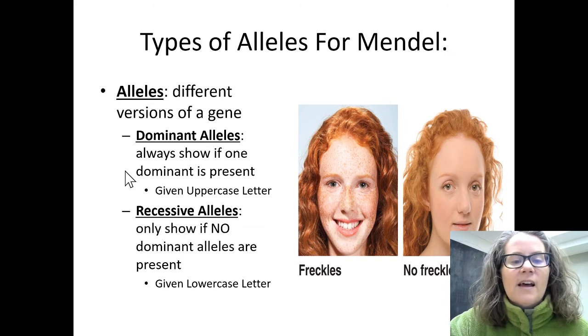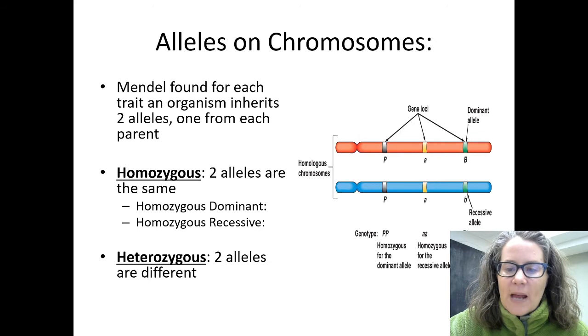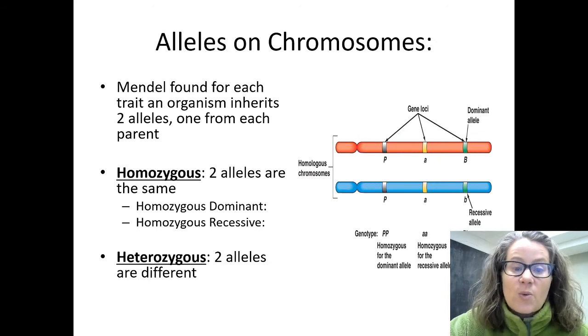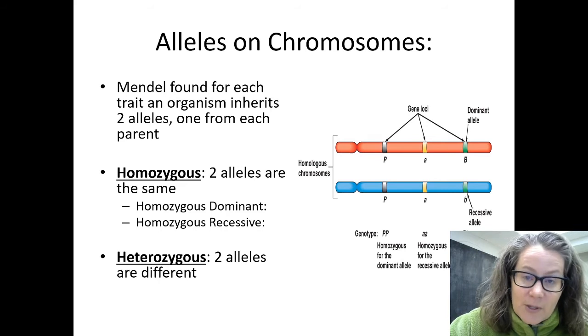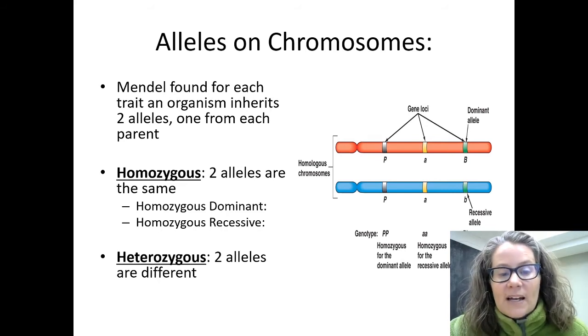The second thing that Mendel found was that for each trait, an organism inherits 2 alleles, 1 from each parent. And we know this because of homologous chromosomes. You know that 23 of your homologous chromosomes come from your dad and 23 of your homologous chromosomes come from your mom. But Mendel also named the states at which people sort of carried their alleles.